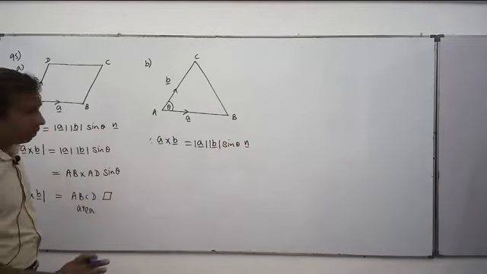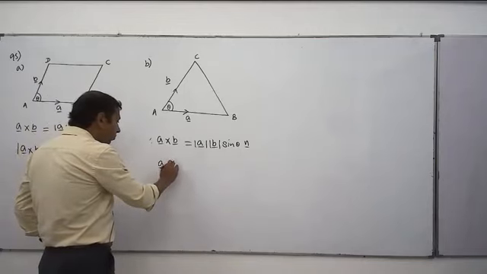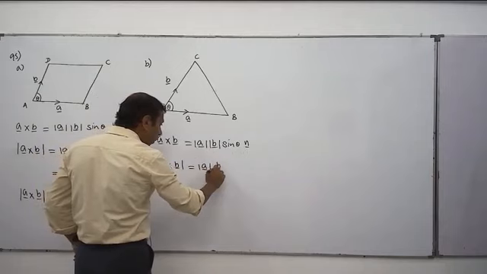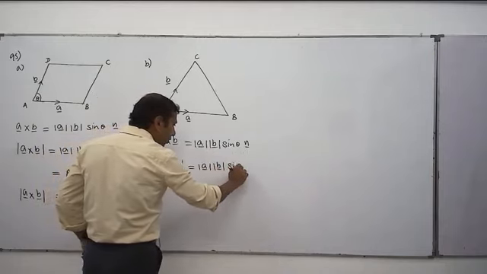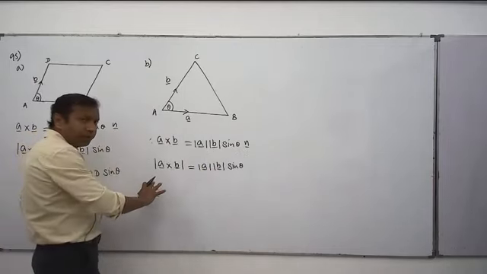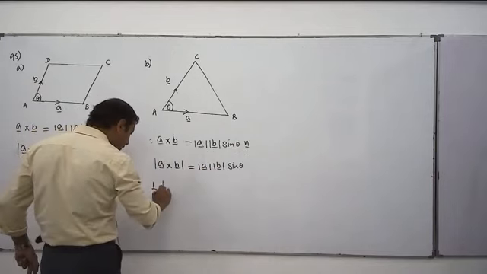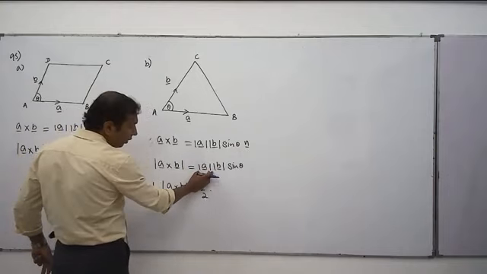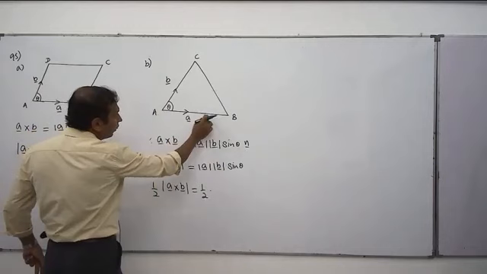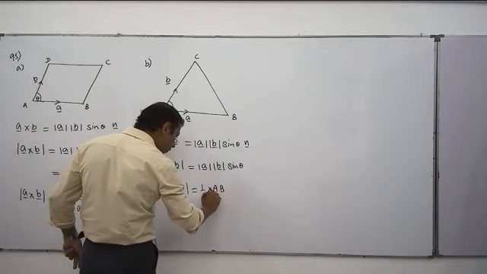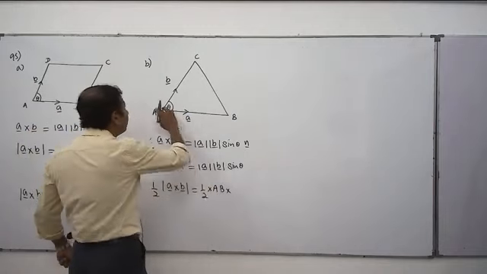Then what is the modulus of A cross B? Modulus of A cross B means, people, except this n, this whole thing: mod A, mod B, sine theta. Then I multiply both sides by half. Then we get half of A cross B modulus, half mod A. The modulus of A, A is this vector, its modulus means AB length. Half multiplied by AB length. Mod B is, people, AC.